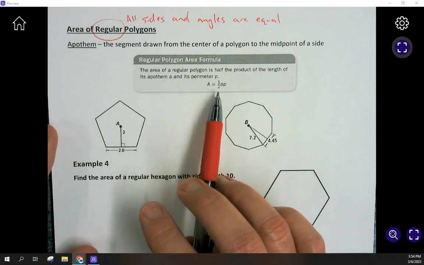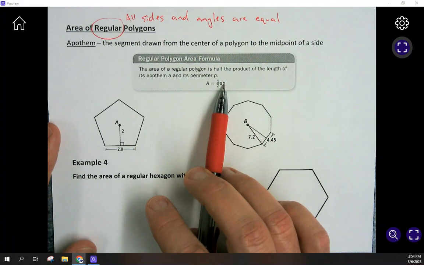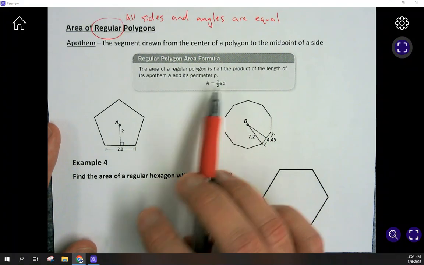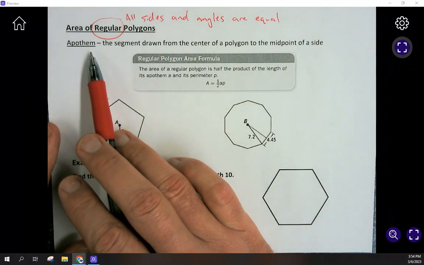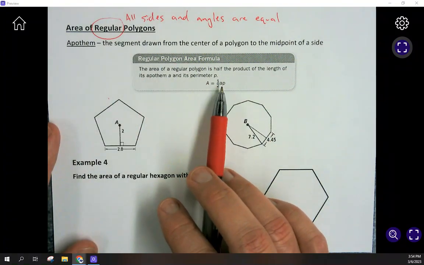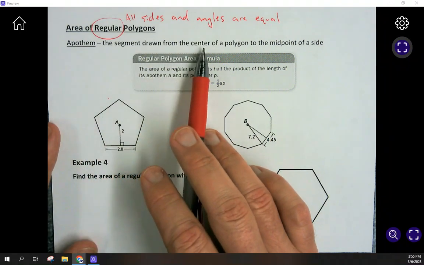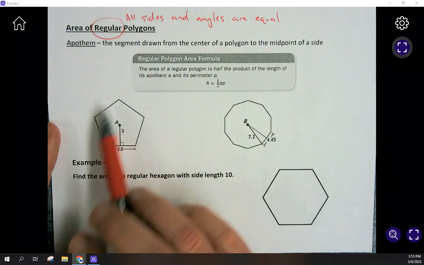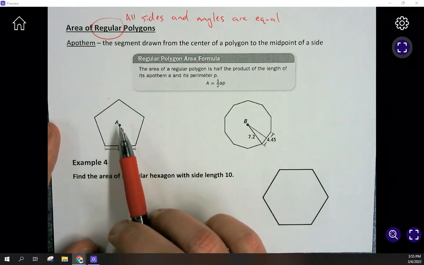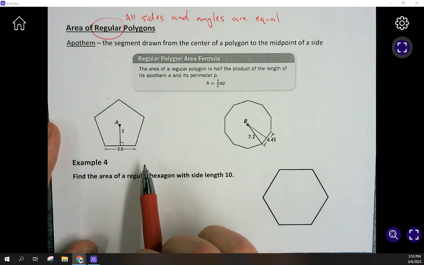Okay, so the area of a regular polygon equals 1/2 times little a times little p. So little p is the perimeter. So you add up all the sides. Little a is this new word called the apothem. So we use a capital A for area, and we're going to use a little a for apothem. And that's the segment drawn from the center of a polygon to the midpoint of a side. And so right here on this first problem, we have a pentagon. And this would be the apothem. It goes from the center of the polygon to the midpoint of a side.